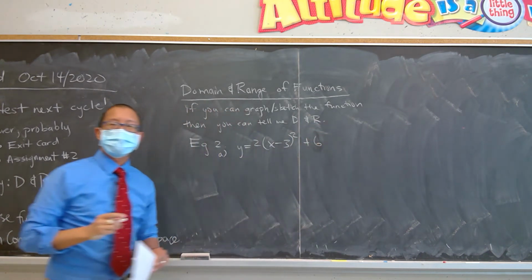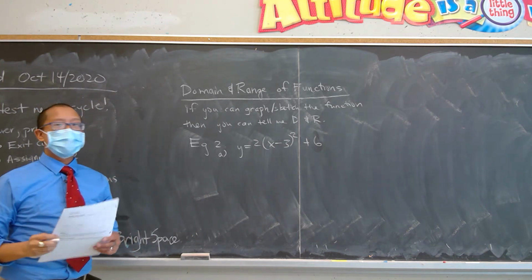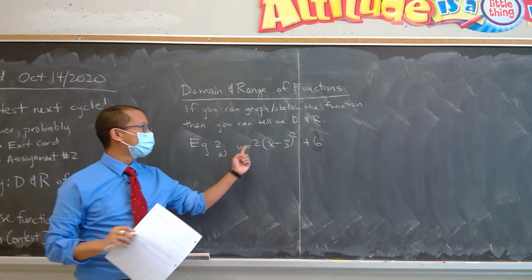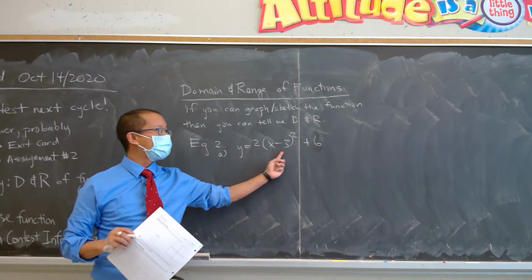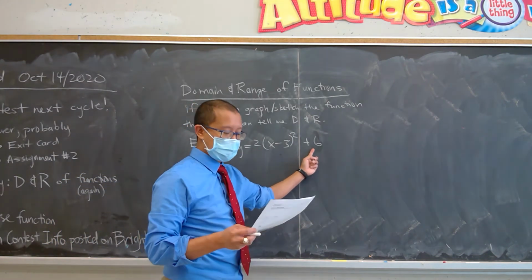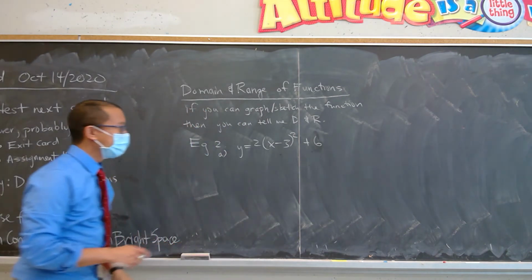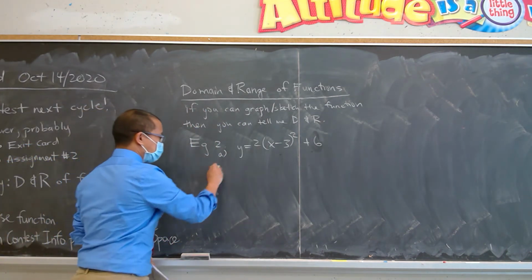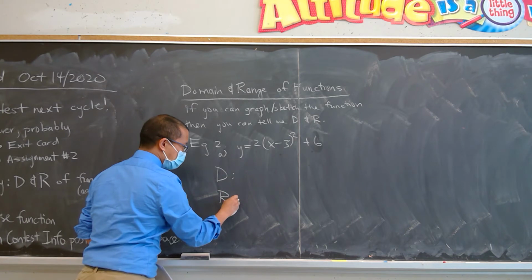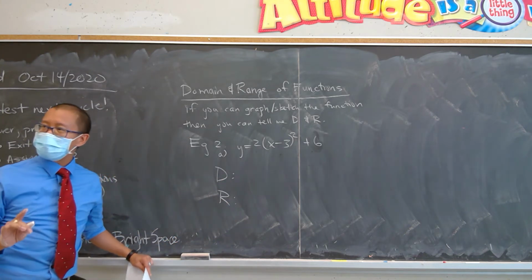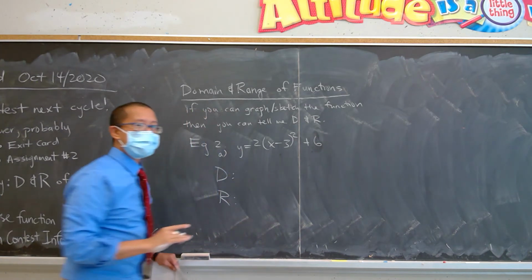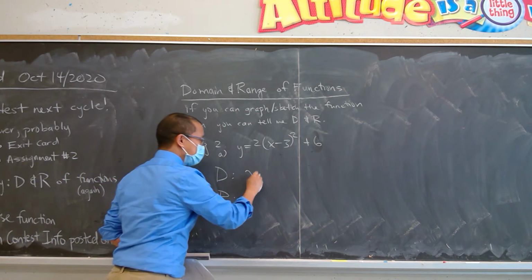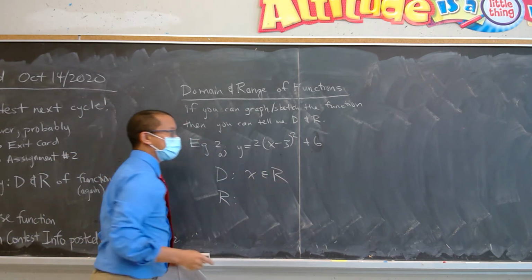A lot of you already recognize this as vertex form. To connect to our transformation unit, vertical stretch by a factor of 2, horizontal shift right 3 units, vertical shift up 6 units, right? So what would be the domain for this? Really easy. This is always true. And again, if there are any conditions that restrict the domain, but this one is almost always domain belongs to all real numbers.